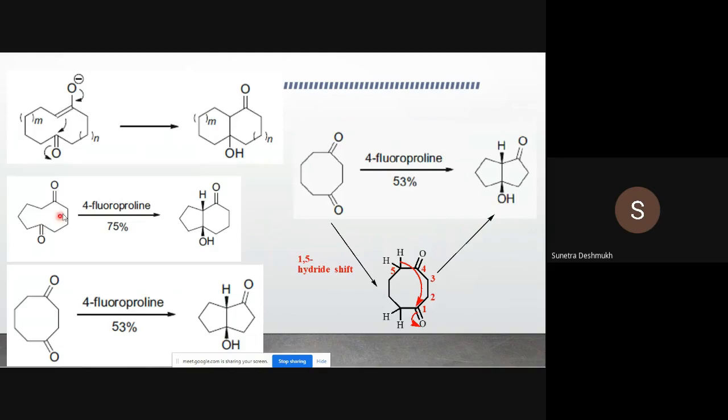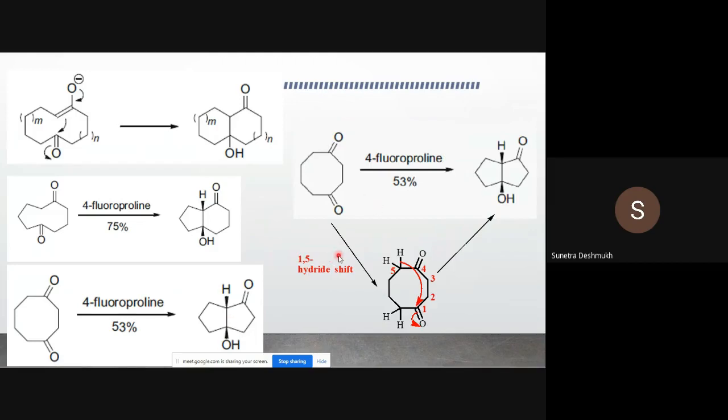Okay, this kind of example you can find in the Eliel book. Please go through that one and you can explore the examples. Now again the same thing, an 8-membered ring with two ketone groups in presence of proline. Proline means amino acid. So in presence of that one also, we can get the 5-membered fused bicyclic system. So for this one also, for the mechanism, please refer to the Eliel book.